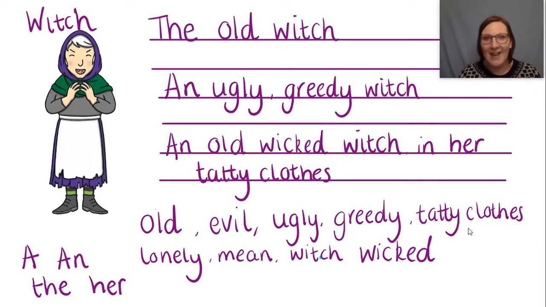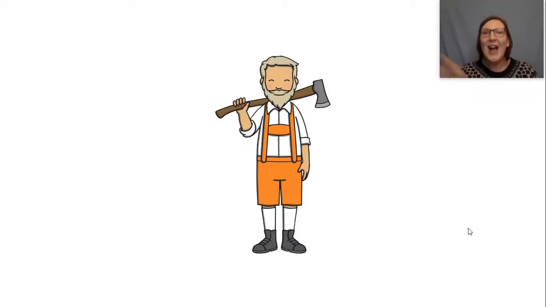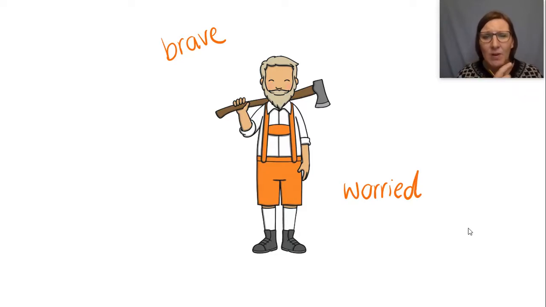It is the woodcutter. Okay, let's think then. Some words to describe the woodcutter. I've got one. He's very brave, isn't he? Because he has to take his children to the forest and leave them there. And that's really sad. That's really hard. So he had to be very brave when he was doing that. I think as well, that made him feel very worried. So though he was brave, the woodcutter was quite worried as well.